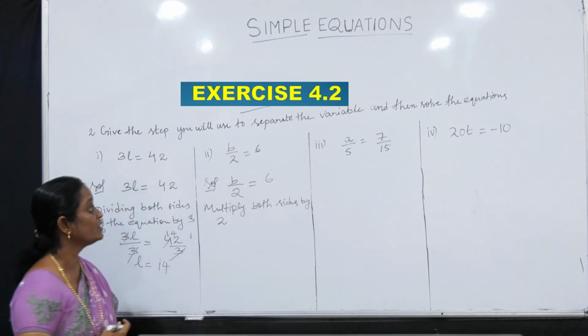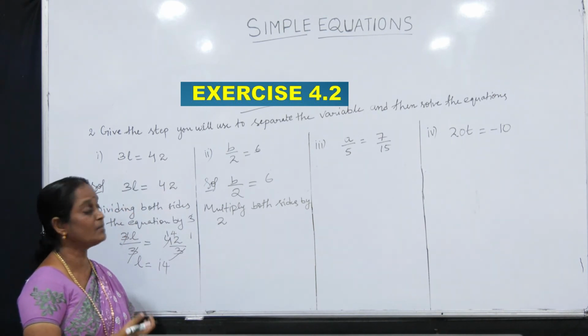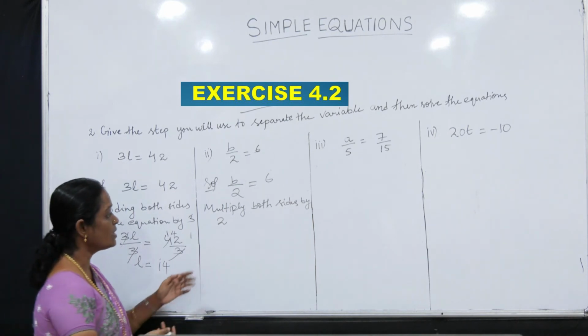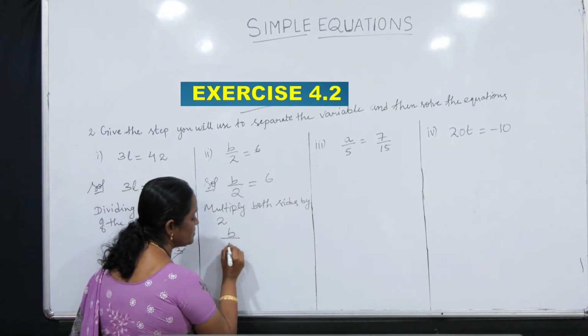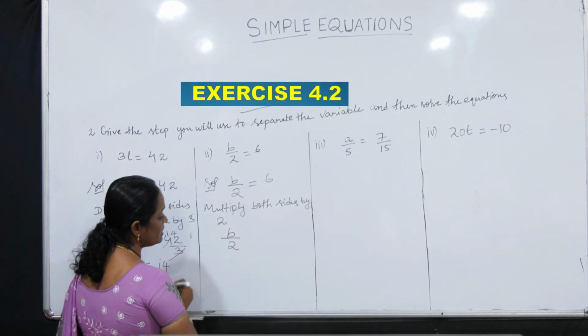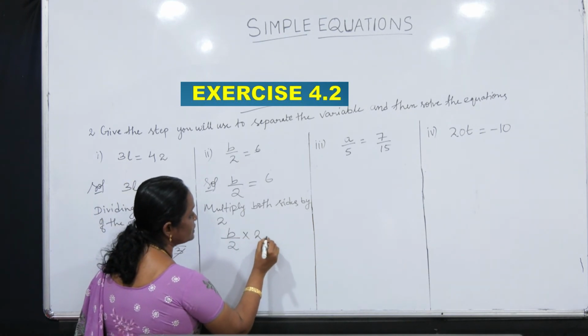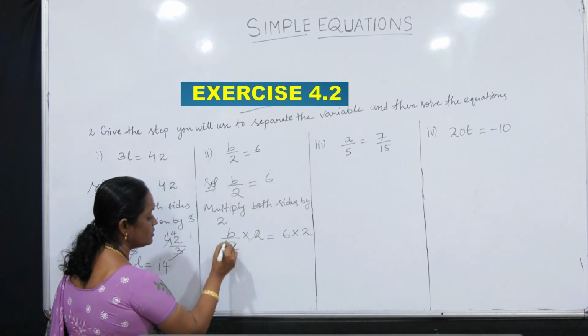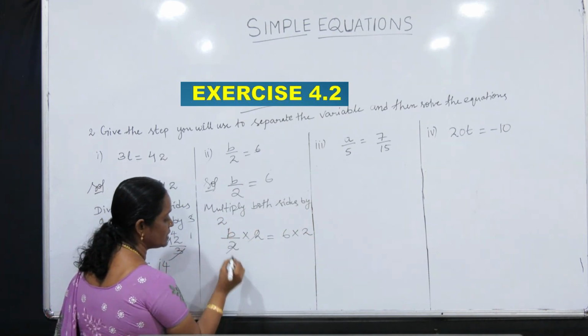हमें जो है वेरिएबल को सेपरेट करना होता है, इसीलिए हम इक्वेशन को देख के डिसाइड करते हैं कि कौन सा ऑपरेशन हम करेंगे. सो यहाँ पर v को सेपरेट करना है. The variable is v, so to separate v, we have to multiply both sides by 2. तभी यहाँ पर जो है 2 कैंसिल हो जाएगा और हमें v जो है सेपरेट होके मिल जाएगा.